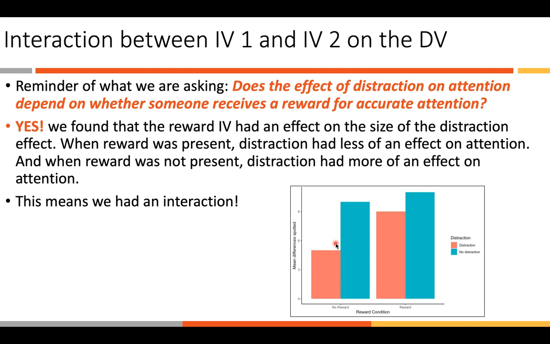So we would say that there probably is an interaction here because the effect of distraction depends upon reward condition. When you're being rewarded, distraction matters a little bit. When you're not being rewarded, distraction matters a lot. Distraction really reduces your performance because you don't have that internal intrinsic reward motivation to continue to do well in the face of distraction. So this is an interaction. The impact of distraction depends upon the reward condition that you find yourself in.